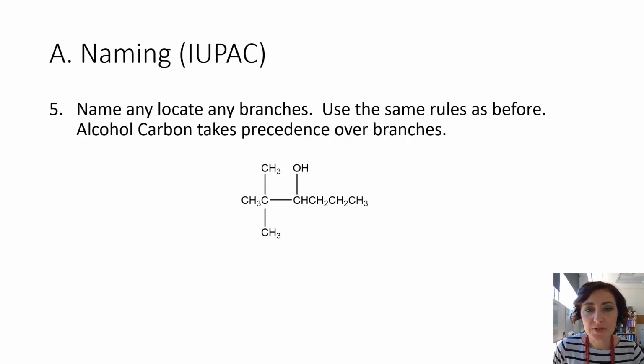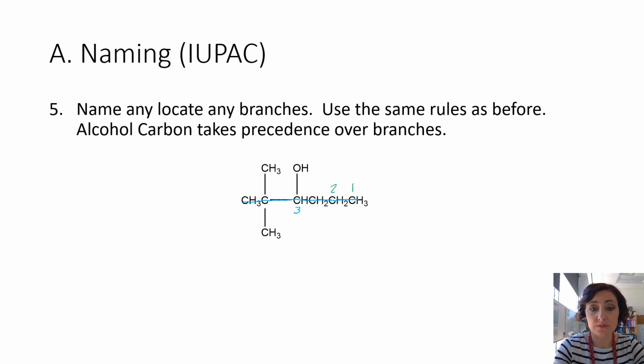So our last example didn't have any branches on it, so I want to add this last rule about naming and locating any branches. You're going to use all the same rules that you've used before. Remember that your OH group is going to take precedence over any other group, so you want to make sure that you're counting in every which direction to make sure that that OH is getting the lowest carbon possible. All right, so right away I see a very long chain in front of me, but I'm going to double check it. 1, 2, 3, 4, 5, 6. If I count using this blue demarcation, then I've got my alcohol carbon on carbon number 3. I'm just going to count in the opposite direction, make sure that I can't get a lower number.